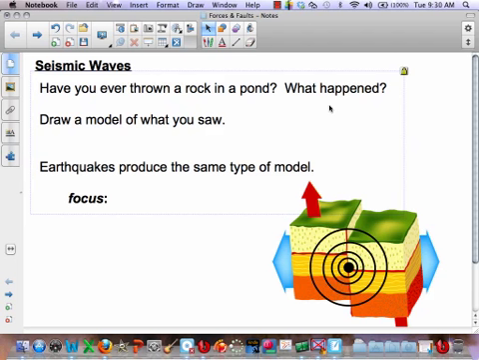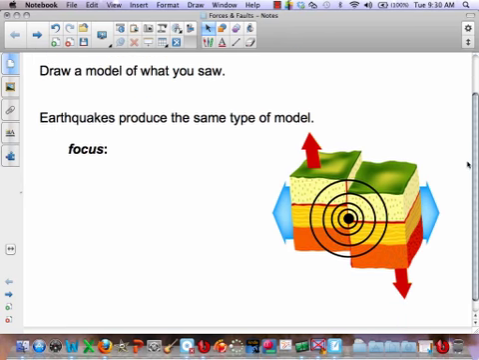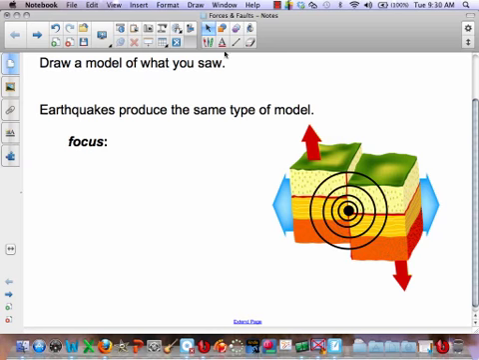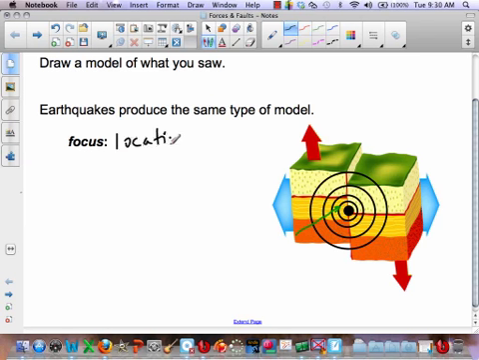Now, one of the things that's important for us to differentiate between is the epicenter versus the focus. Our focus is the actual location within the Earth. So you can see that right here. See how that's very deep inside the Earth? That's your focus. It's the location of the earthquake within the Earth.